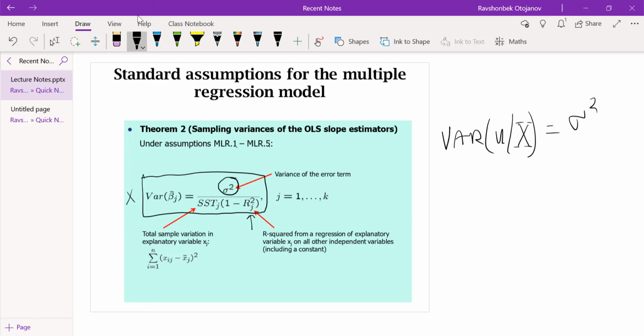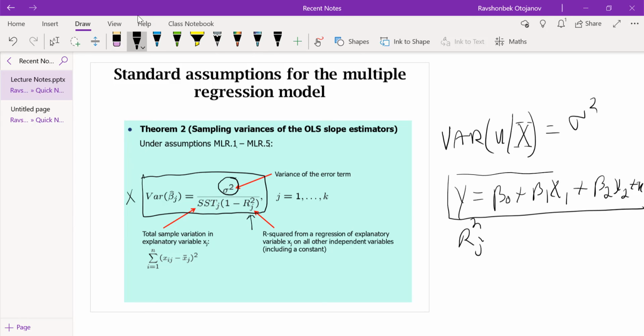Notice this r_j squared is not the r squared of this function. So we have a function, let's say beta 0 plus beta 1 x1 plus beta 2 x2 plus u. So this r squared here is not the r squared for the whole model. Instead, it is the r squared, for example, for x1. Let's say we want to estimate the variance for beta 1, the variance for the beta 1 estimator.